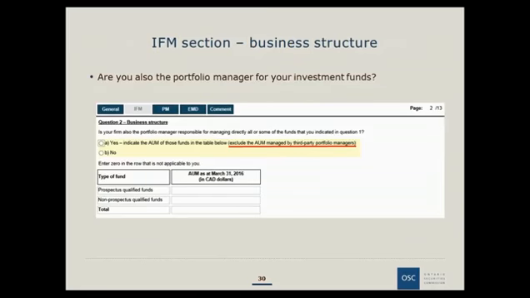For this question, we want to know if your firm is also the portfolio manager for your fund's investment portfolios. If you are, enter the amount of assets under management in the appropriate row. If you have supervised a portion of the investment portfolios to third-party advisors, do not include the amounts that you have supervised in the AUM.